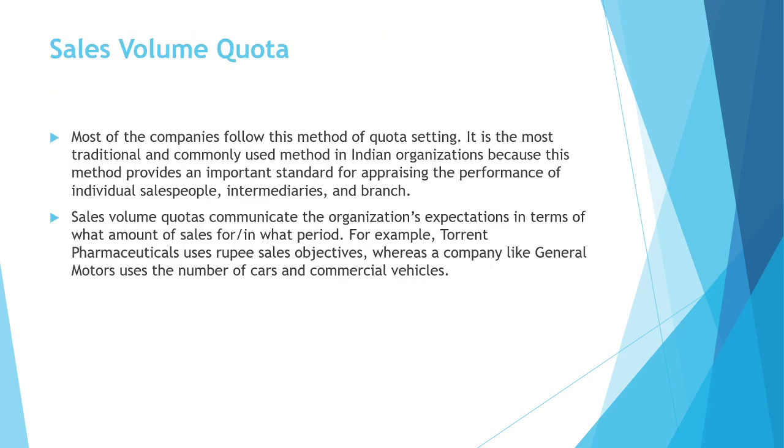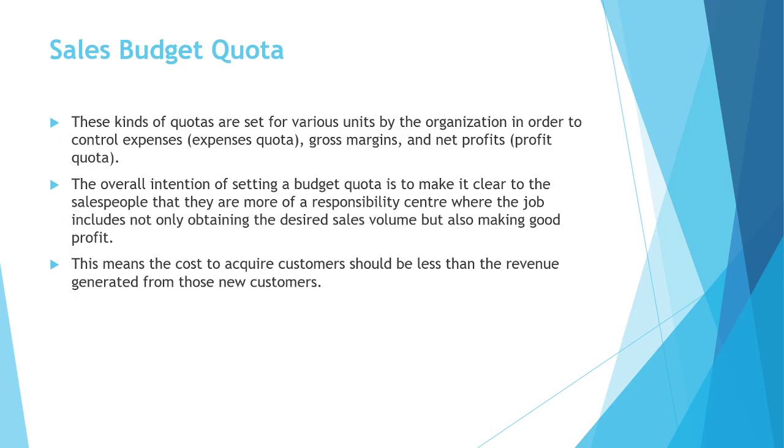Sales volume. Most of the companies follow this method of quota setting. It is the most traditional and commonly used method in Indian organizations because this method provides an important standard for appraising the performance of individual salesmen, intermediaries, and branch. Sales volume quotas communicate the organization's expectations in terms of what amount of sales in what period. For example, Torrent Pharmaceuticals uses rupee sale objectives, whereas a company like General Motors uses the numbers of cars and commercial vehicles.